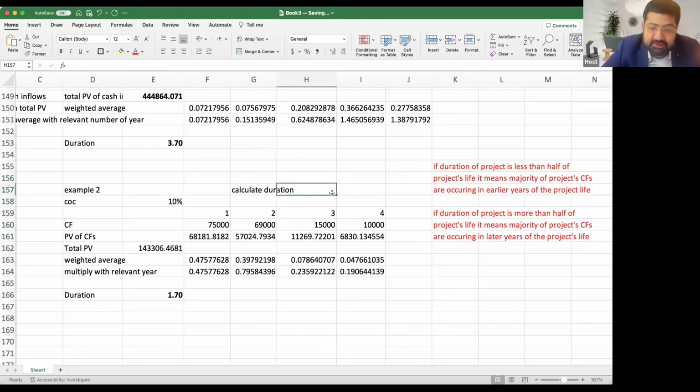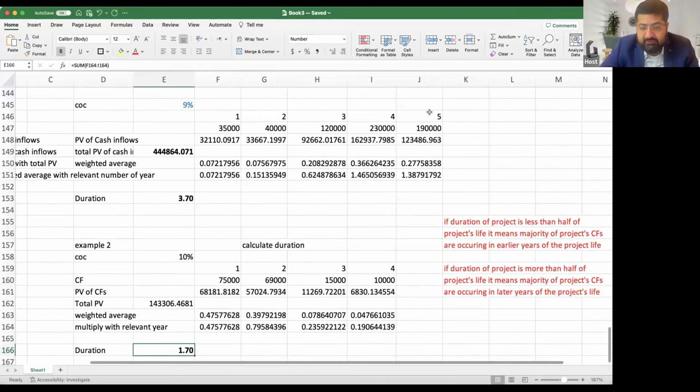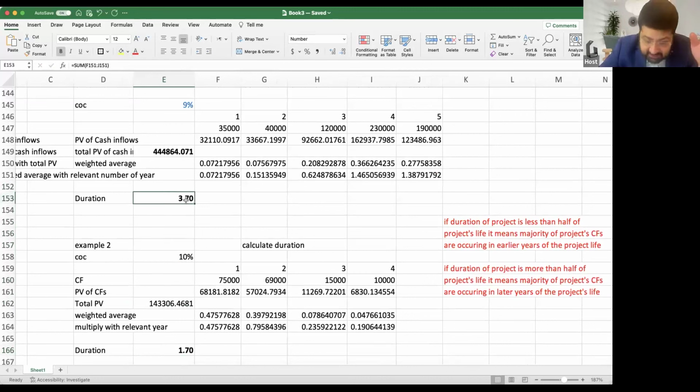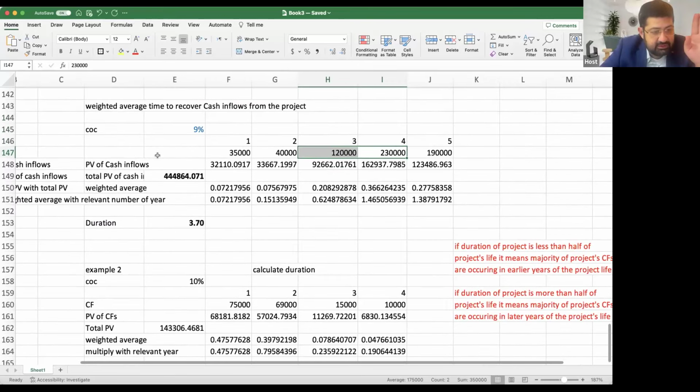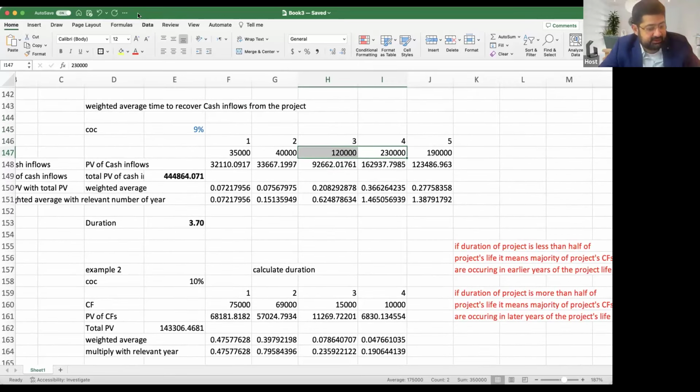Yes. So you see here, 1.7 means the majority are occurring in the earlier years. Clearly indicative. In the later years, less than half. Half means 4, less than 2.5. It is 3.7. It means majority cash flows are in the later years. Is that clear to everyone? Is it clear?